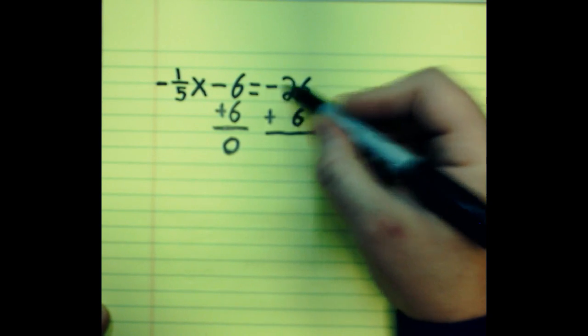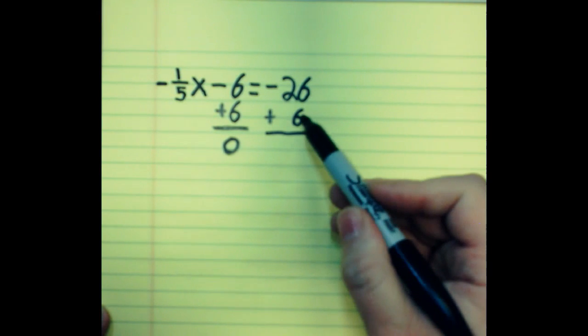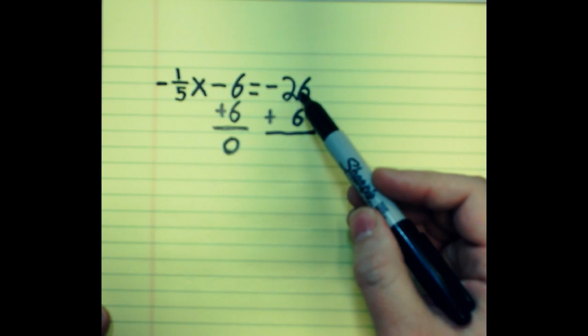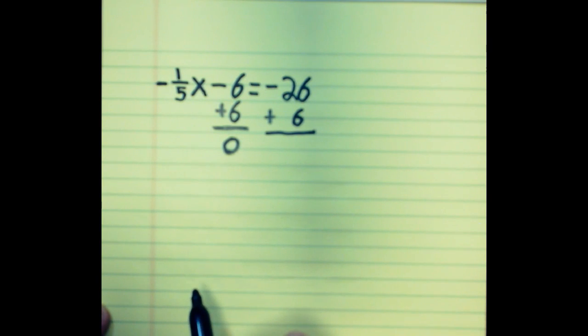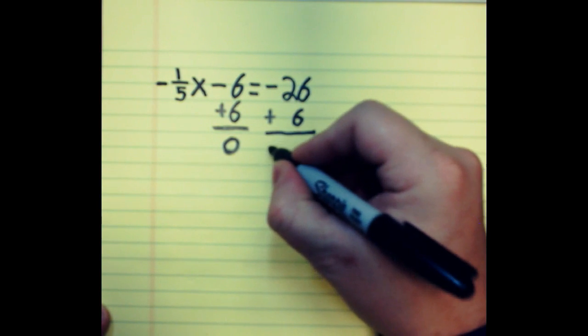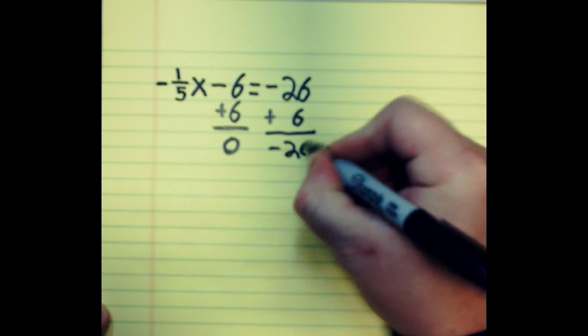And we will have negative 26. We're going to add 6 to that. That means we're in the negative side of the number line, but we're going to go in the positive direction 6 spaces. So that will give us negative 20.